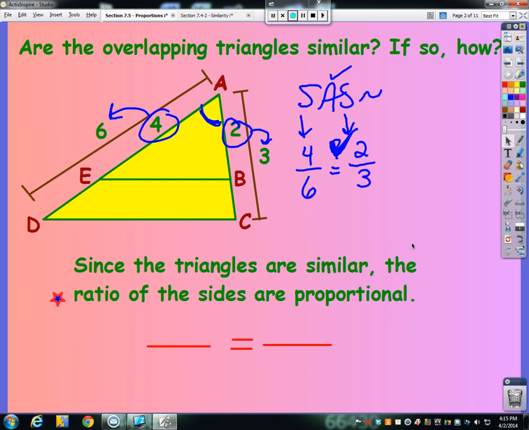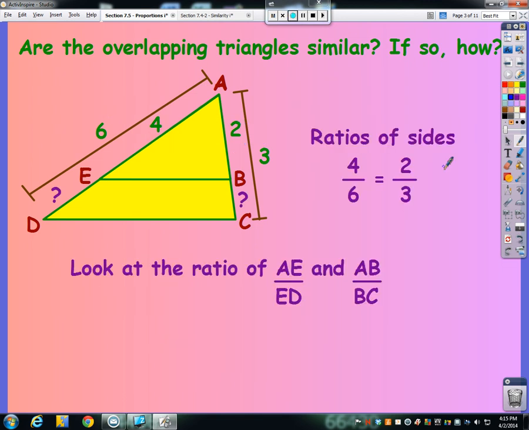So since the triangles are similar, the ratio of the sides are proportional. So that's where we get our 4/6 and 2/3 and check that that is legitimate. Now, here's where a little shortcut is going to come into play. If we know this piece is 4 right here, and we know the whole thing is 6, well, how much is really left over for this little piece? Well, it would be 2, right? And if this piece is 2 and the whole thing's 3, well, that means BC, this little piece, is 1. Okay, big deal. So what?